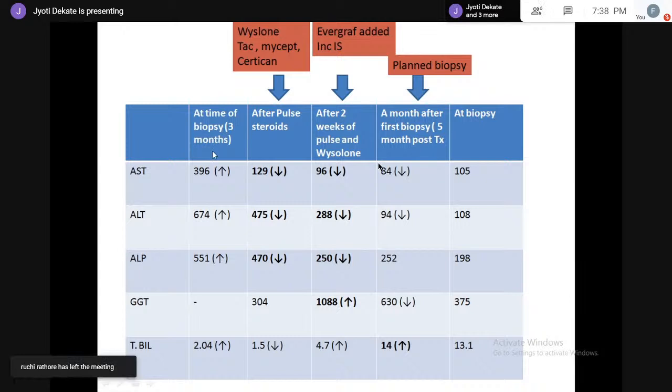Remember, the first biopsy was done at 3 months, and at first the patient responded well, but again the cholestatic liver enzymes started increasing, and there was an increase in the bilirubin levels. So at this time, a biopsy was planned, and these were the liver enzymes and bilirubin levels when I received the biopsy.